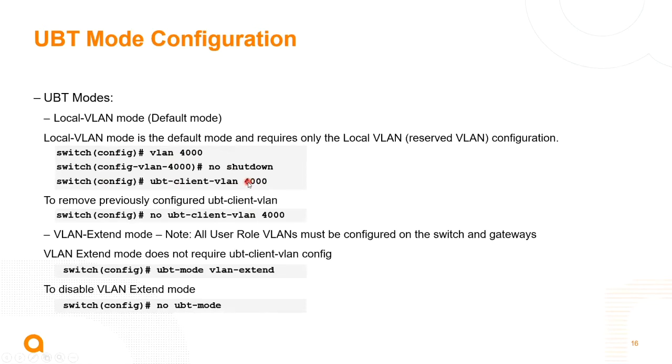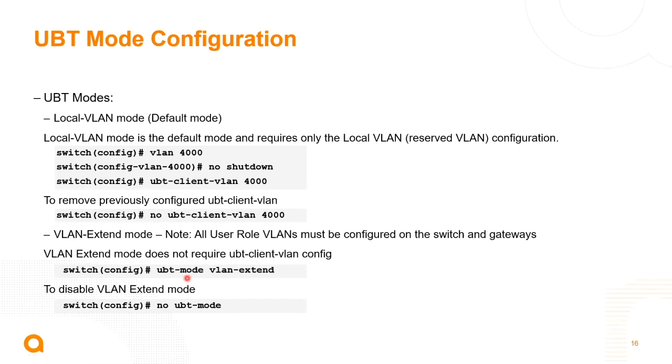And then you configure your modes, whether you're doing the local or reserve VLAN mode or the VLAN extend mode. If we're doing the local VLAN or reserve VLAN mode, we would specify the VLAN that we're going to use, and make sure it's not shut down. Then we would specify that that will be the client VLAN or the reserve VLAN that the traffic will go over. To remove that, you just put a no command in front of it.